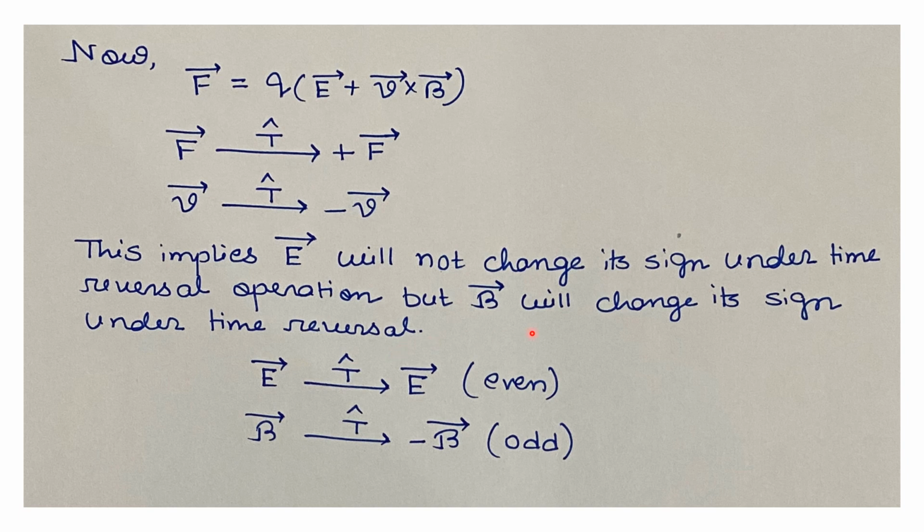So the magnetic field vector will change its sign because here v is also changing its sign under the time reversal operation, and the magnetic field also changes its sign under the time reversal operation, and both of them in the cross product will become positive. That means force will not change its sign. So what we have learned is that the electric field vector doesn't change its sign under the time reversal operation, so it is even under the time reversal operation, but the magnetic field vector changes its sign under the time reversal operation, so it is known as odd under the time reversal operation.